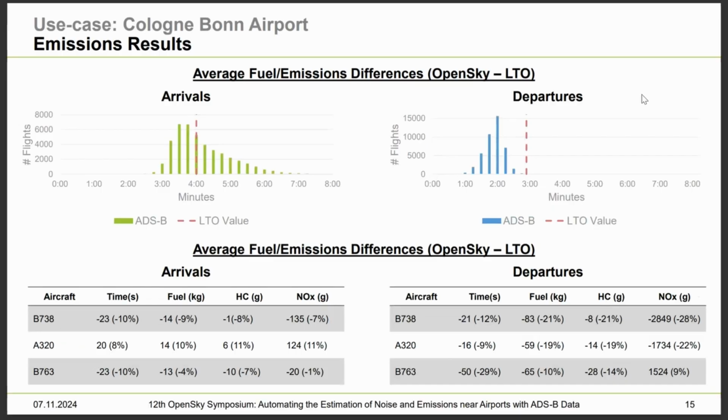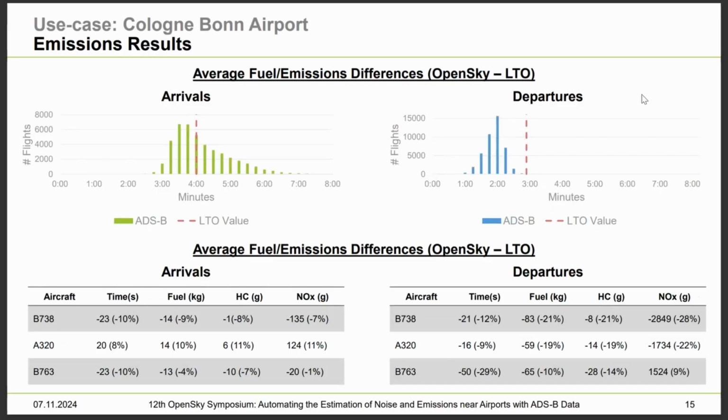So this is the assumption from, I believe, ICAO, that on average, every arrival spends 4 minutes below 3,000 feet, and every departure 2 minutes and 50 seconds approximately. This is the results for the Cologne airport. For the arrivals, we are quite on target, and for the departures, not so much.